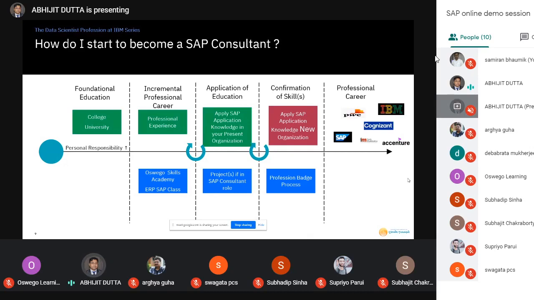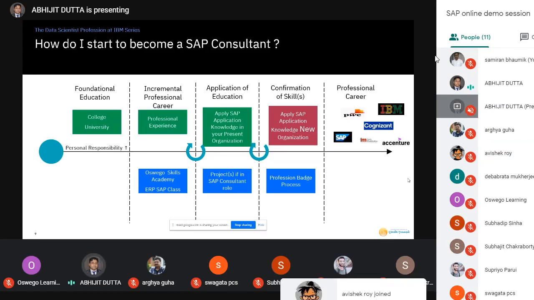Those who are in the SAP world, everyone goes through foundational education, which means they have a college or university degree. Once the degree ends, people scatter into different domains. Someone has already started their journey in the finance department, someone in sales and marketing. They are building domain knowledge: how an organization runs, how the company handles the customer, how the finance payment runs, all these things.